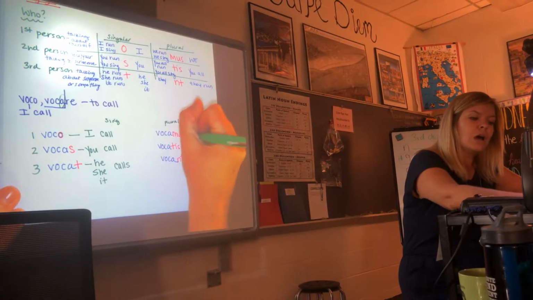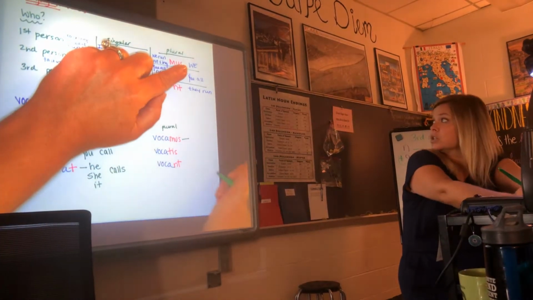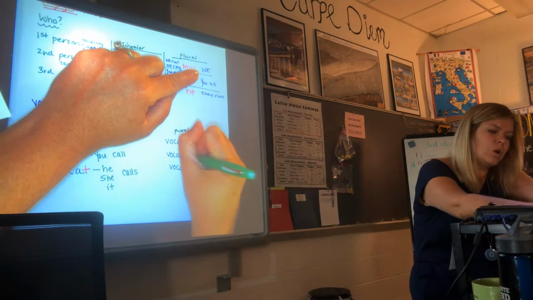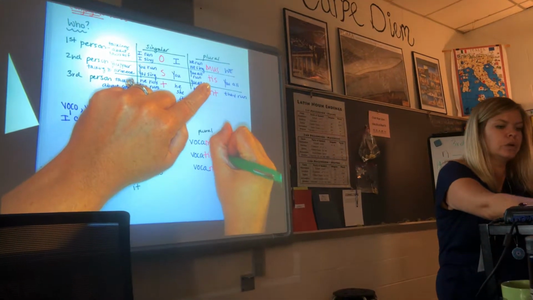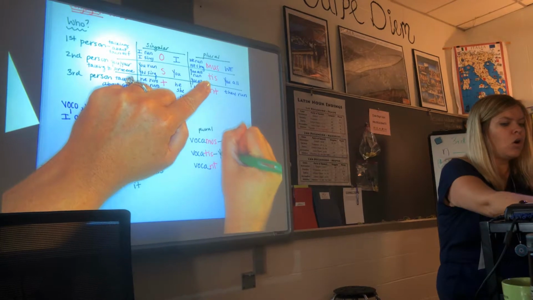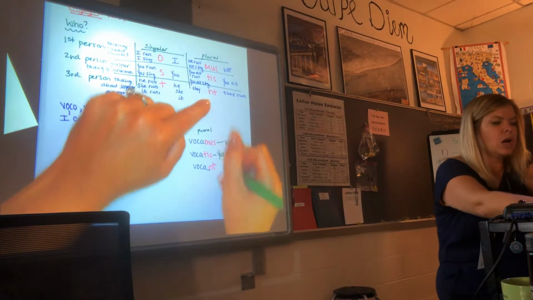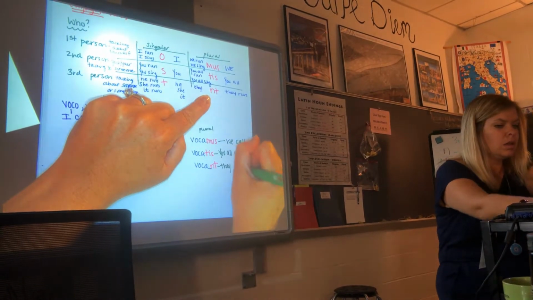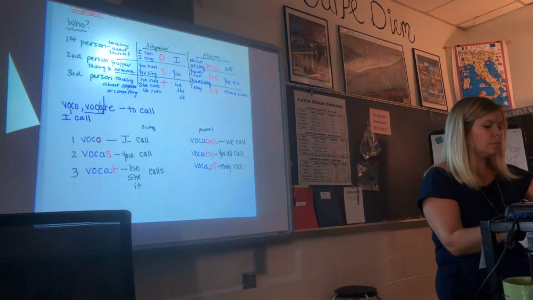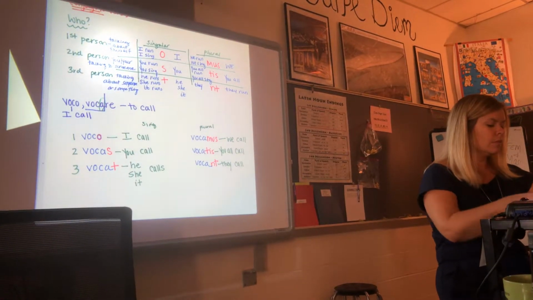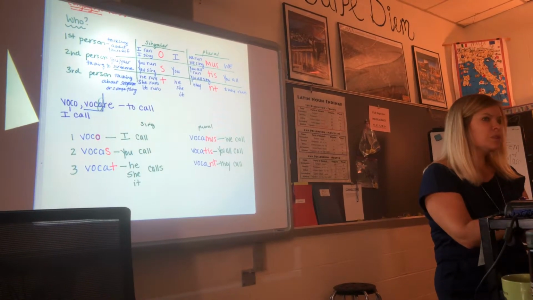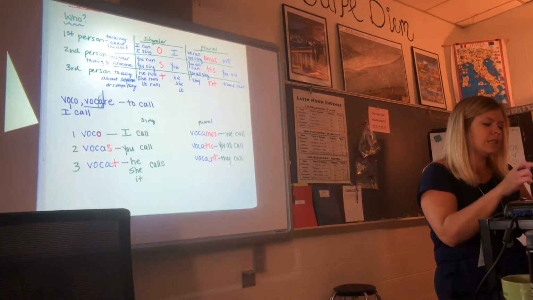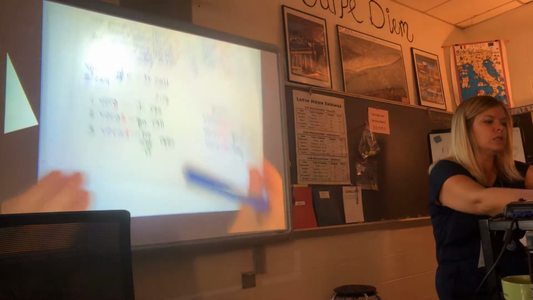So it seems so easy to us, but this is why it's a little bit more challenging. All right, wocamus, M-U-S, who is doing the action? We call. Wocatis, T-I-S, who? You all call. And wocant, N-T. They call. Okay. And you just conjugated your first verb. So let me put these into two sentences for you so you can see.